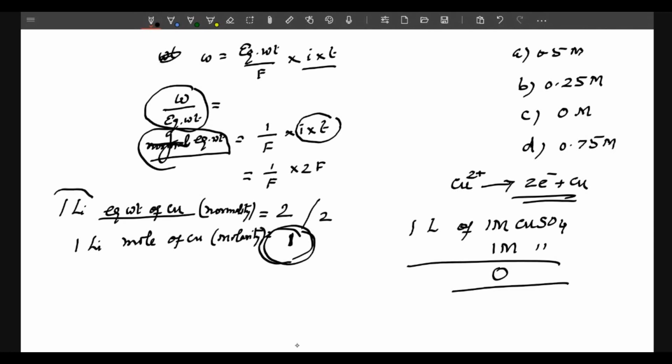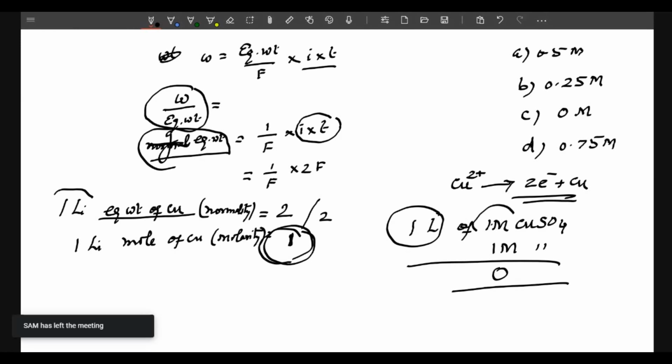Here 1 liter of 1 molar copper sulfate is given, but they won't give it to you in 1 liter. Instead, they would give you in terms of milliliters. And you have to convert into liters, and then only you can subtract the molarity after the electrolysis from the initial molarity. For which I am going to give one problem and you work it out now. Take down the problem.